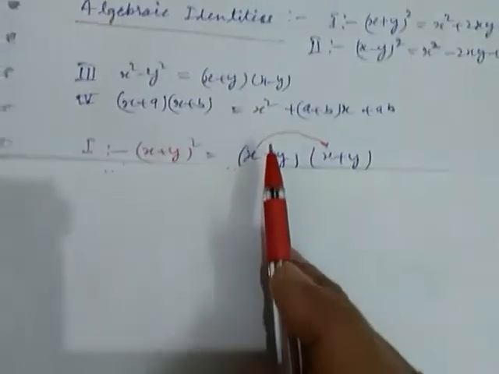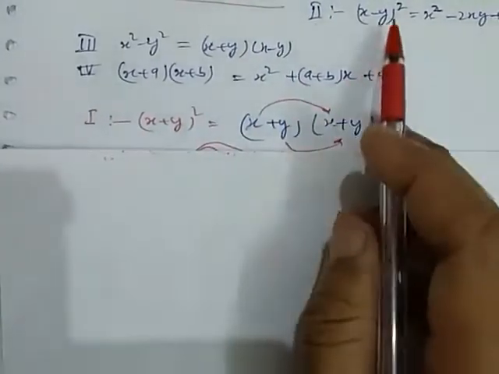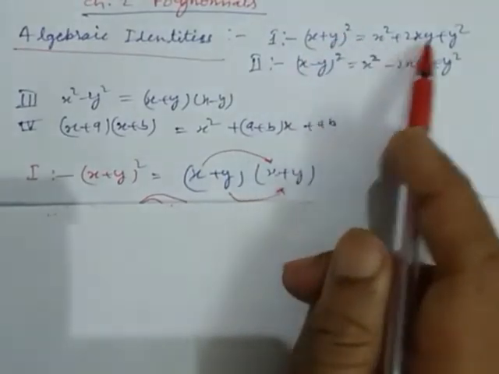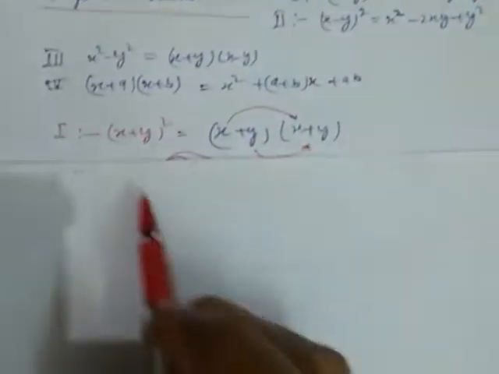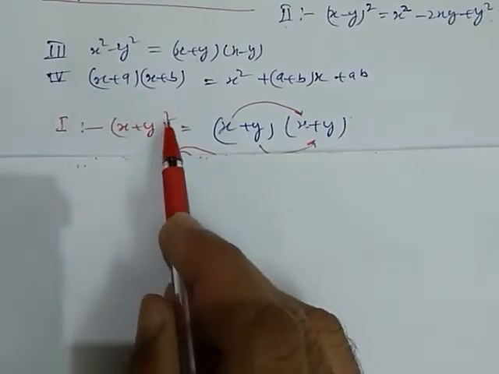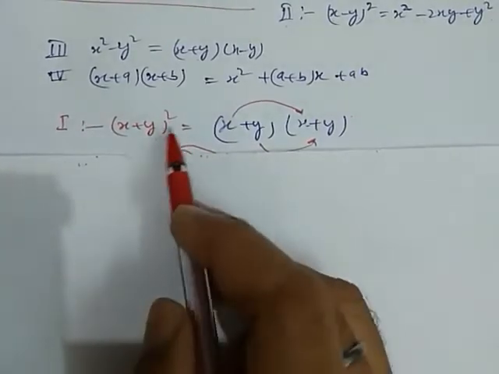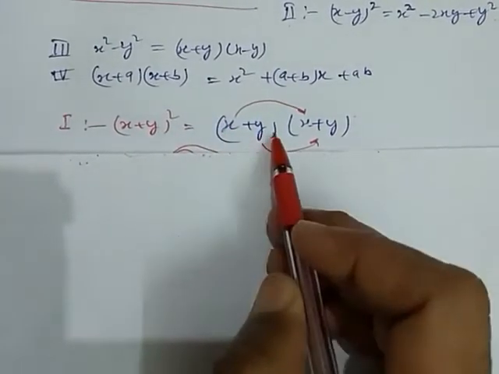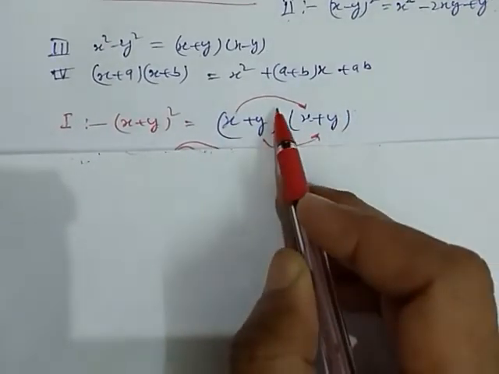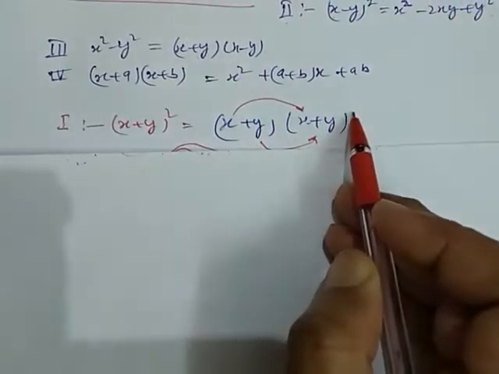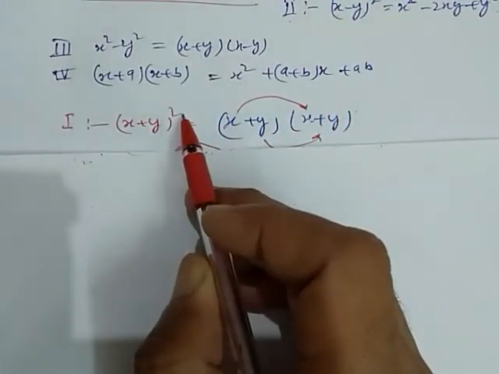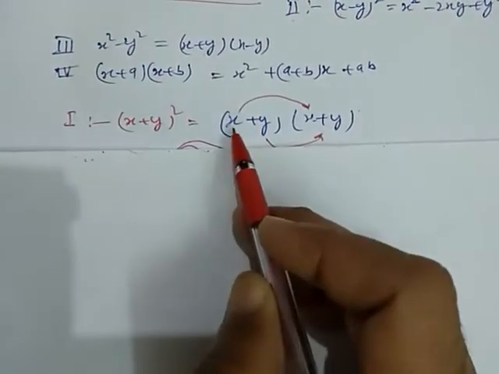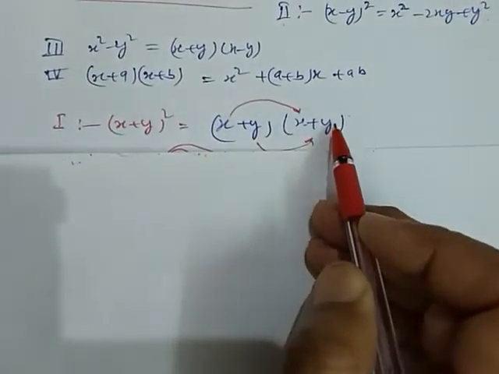So start with the first identity: x plus y whole square equals x square plus 2xy plus y square. Now take x plus y whole square and expand it. We can write x plus y whole square as x plus y into x plus y. Here 1 power and here 1 power, so the power becomes 2.